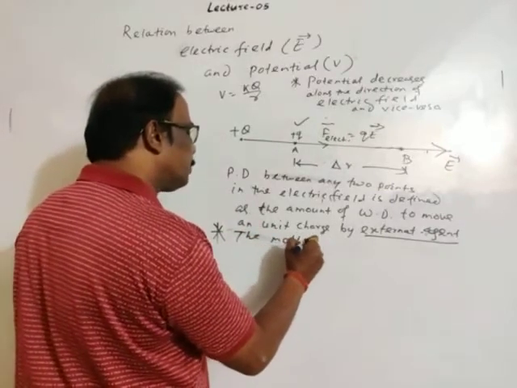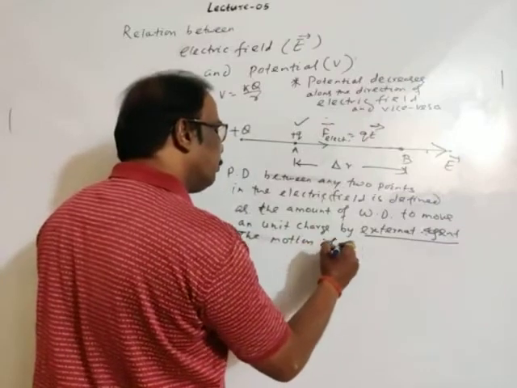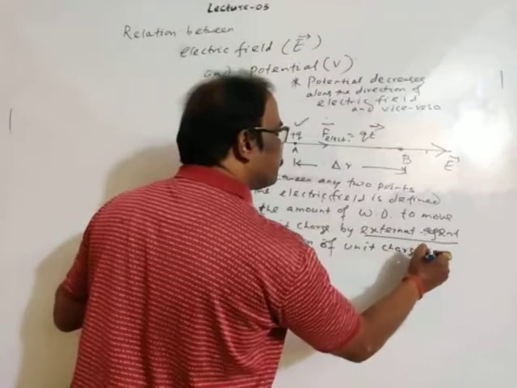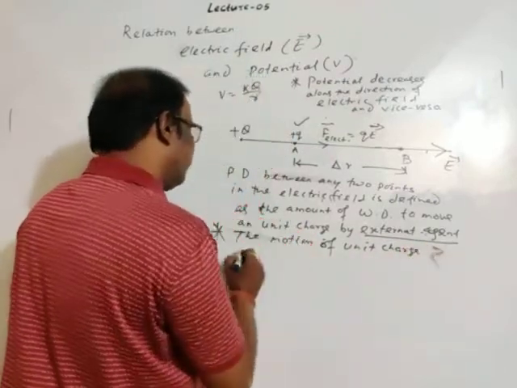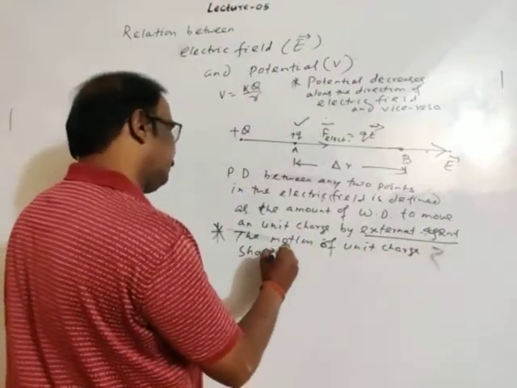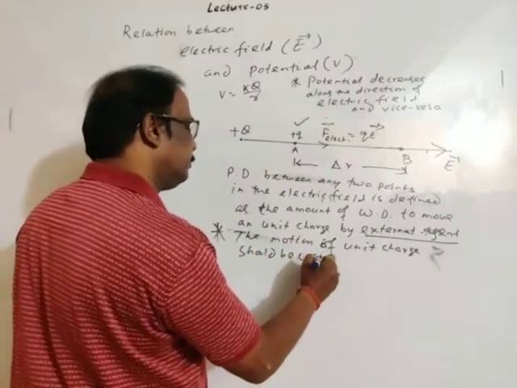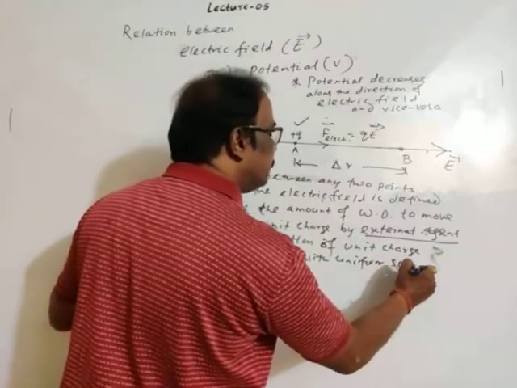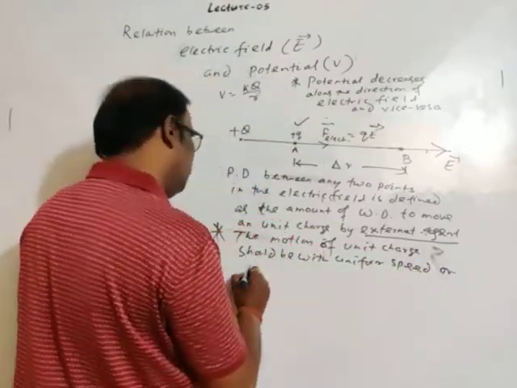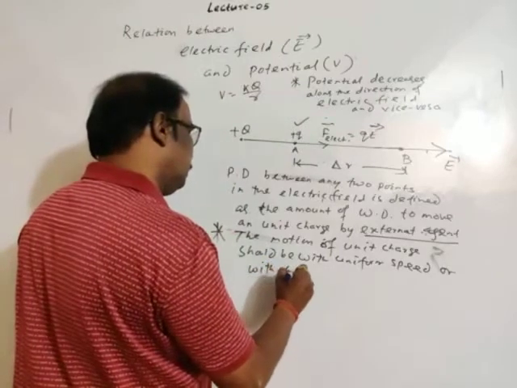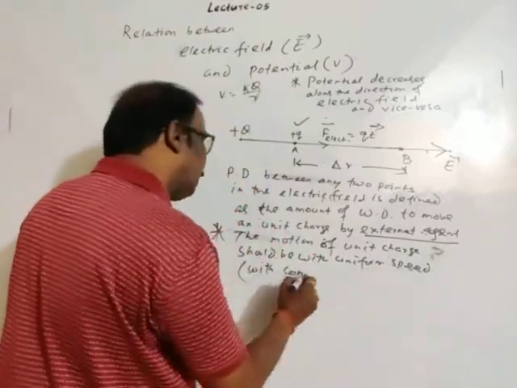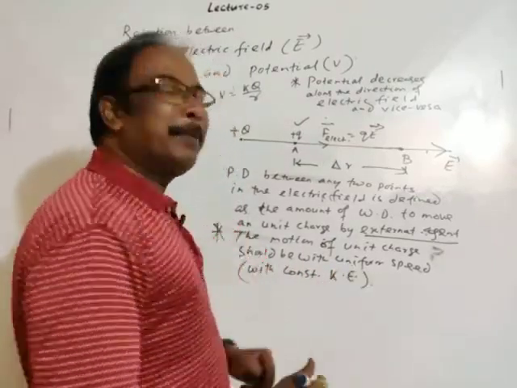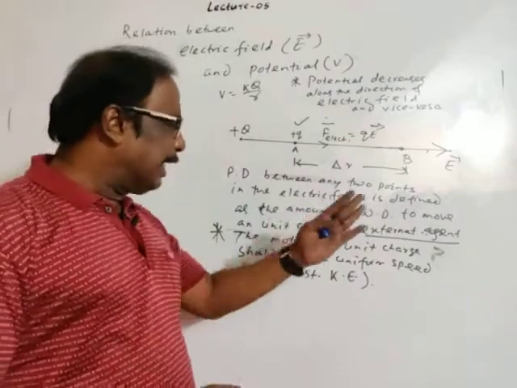Very important, the motion of unit charge should be with uniform speed, or with constant kinetic energy. We have discussed it. Okay, what is the concept behind it?